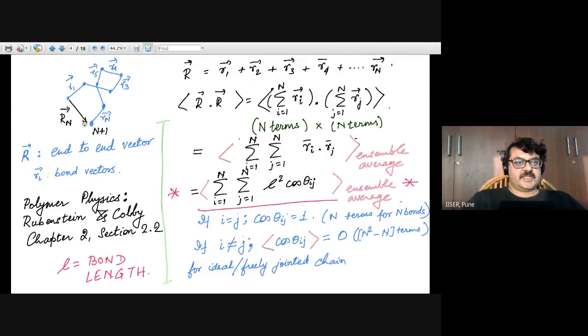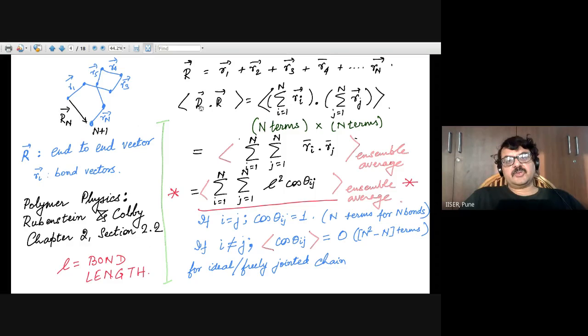So suppose this is the Rn vector. I've written R equal to the end-to-end vector, where Ri are the bond vectors. Then the R vector can be written as R1 vector plus R2 vector plus R3 vector plus R4 vector, and if you vectorially sum it up, you get the R vector. Okay. So R vector dot R vector, and then there is the statistical mean, the ensemble average or the time average, doesn't matter, they're equivalent.